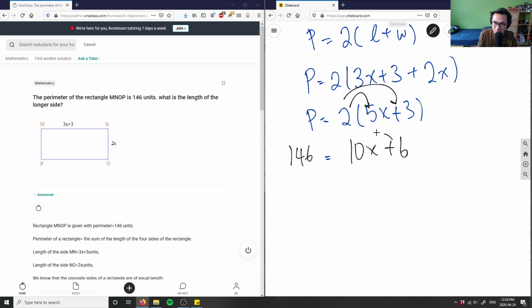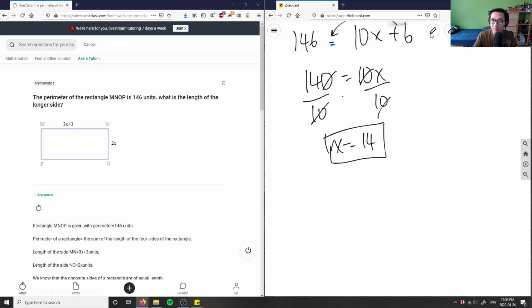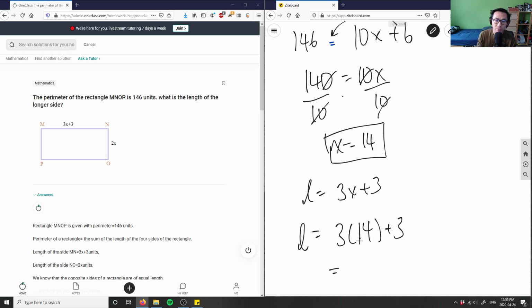So I can now move 6 to the other side. I would subtract 6 from both sides. 146 minus 6 here is 140 equals 10x. I can divide both sides by 10 to get x equals 14. However, I'm not done with the problem yet. It's asking what is the length of the longer side? And I told you that length equals 3x plus 3 as given. If x equals 14, then 3 times 14 plus 3, so 3 times 14 is 42 plus 3, which equals 45 units. So length here is 45 units.